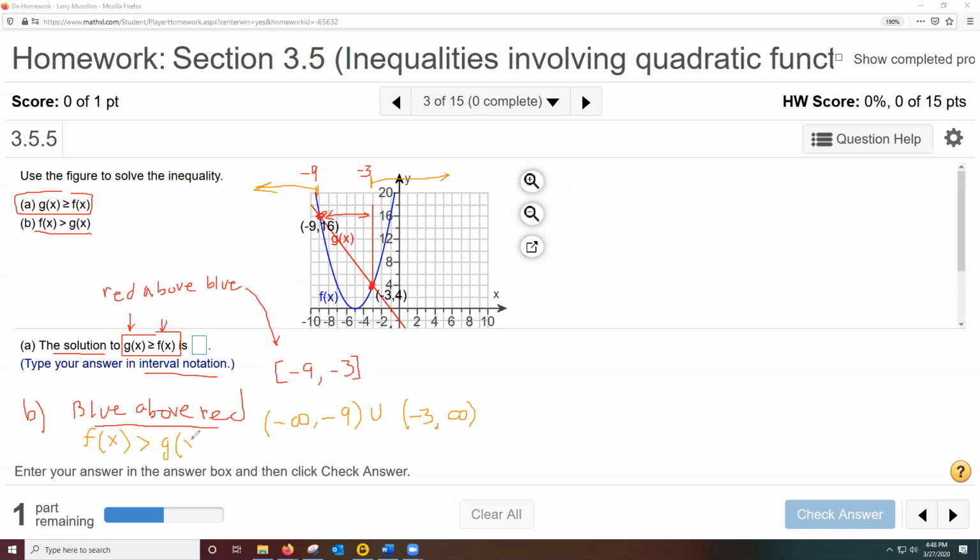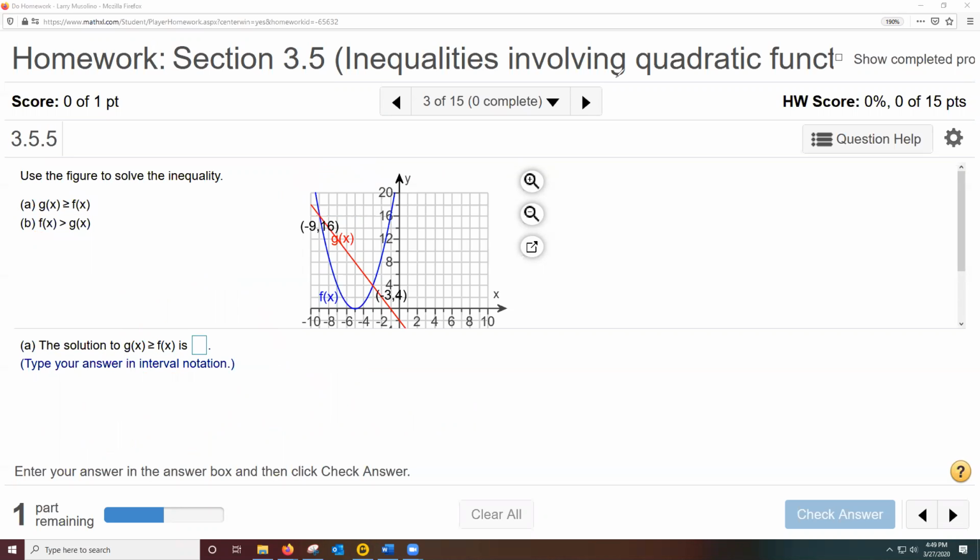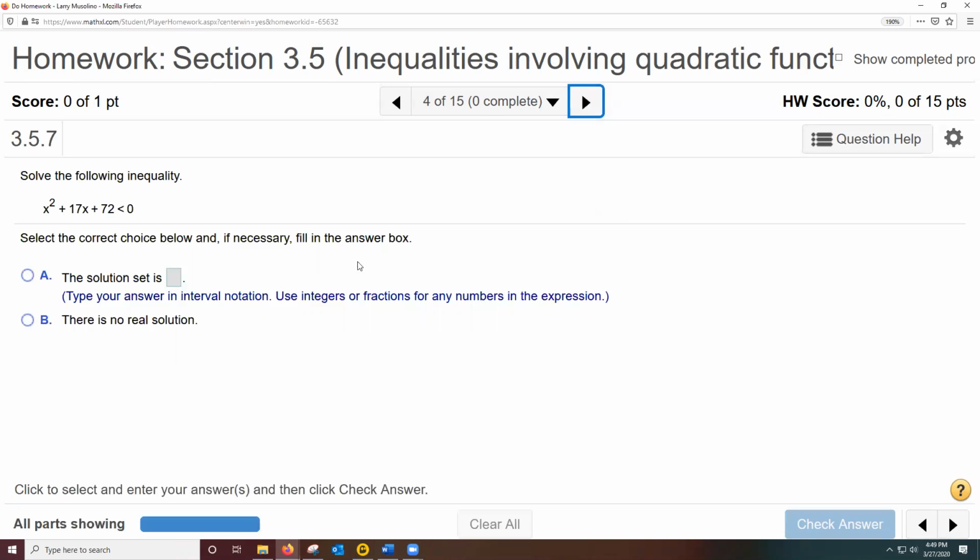So because of that, I'm using parentheses on these endpoints. All right, let me do another example. All right, let's come to this one. Now, this is solving a quadratic inequality, but instead of using a graph, they're giving me an equation instead.